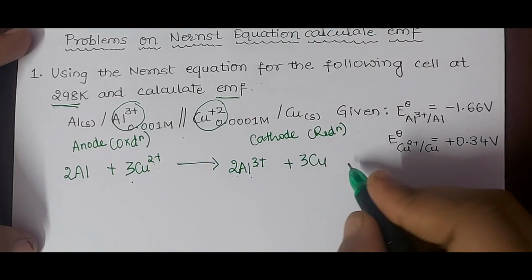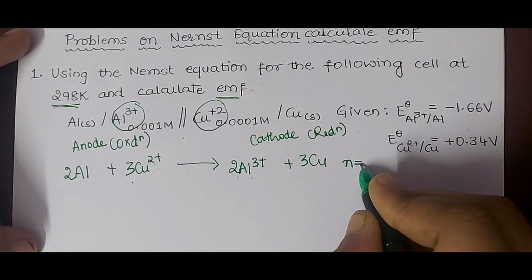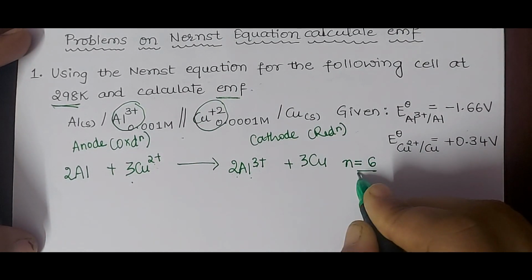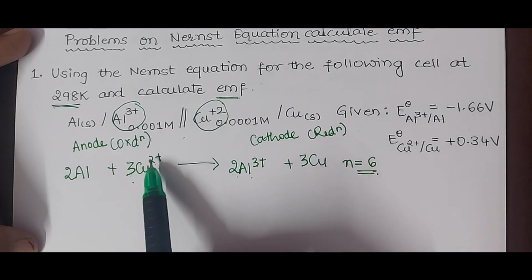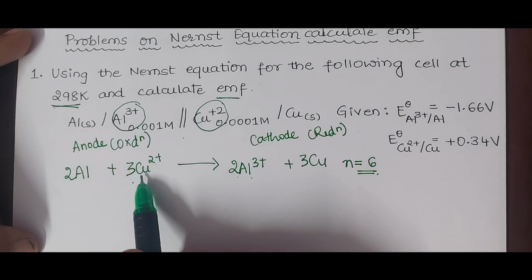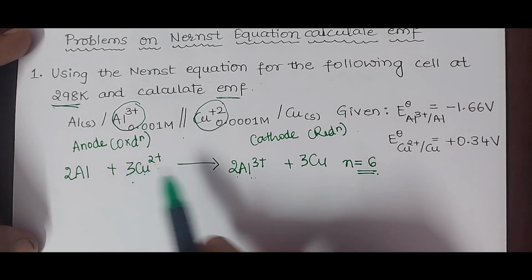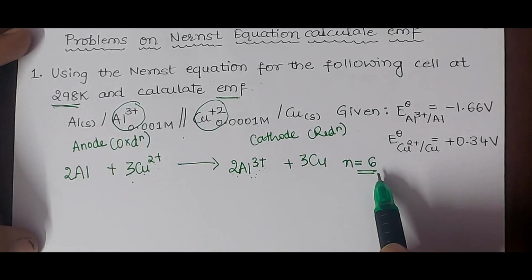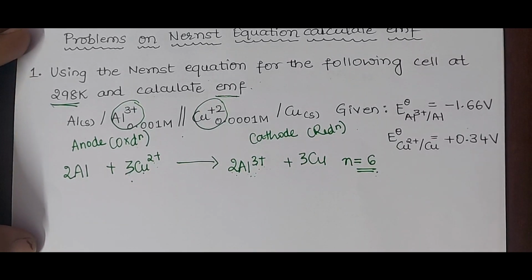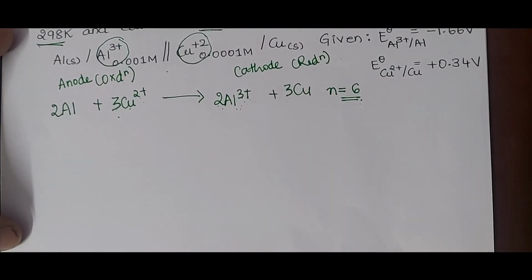We have written this balanced chemical equation just to get the n value, and we get our n value as 6. As we see here, 3 2s are 6. From +2 to 0 means it has undergone reduction, gaining 6 electrons, and here 0 to +3 means it has lost 3 electrons, totally 2 have lost 6 electrons. Now we will write our Nernst equation and try to solve the problem here.